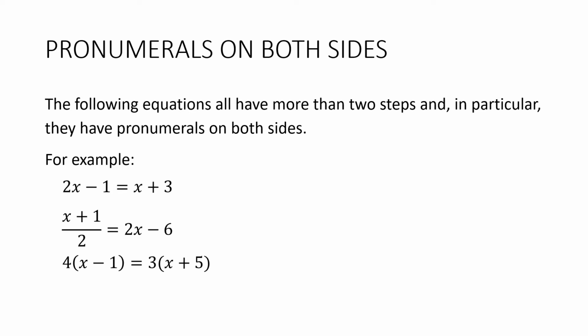We've got 2x take away 1 is equal to x plus 3. And I've got (x plus 1) all over 2 is equal to 2x take away 6. And finally, I've got 4 outside of (x minus 1) in brackets is equal to 3 outside of (x plus 5) in brackets. We're going to have a look at these sorts of questions.